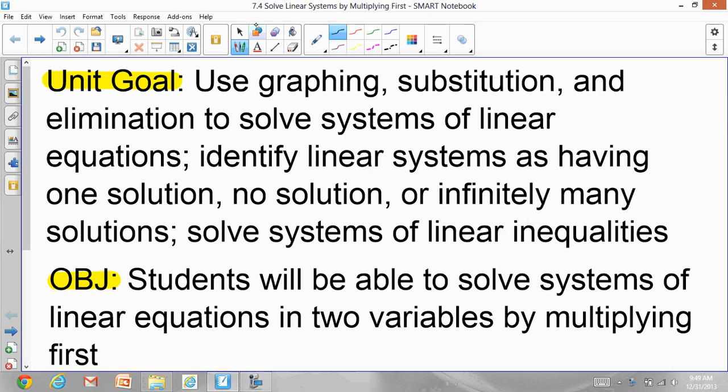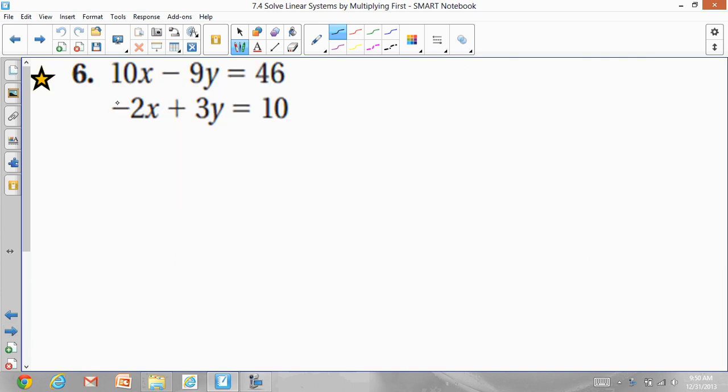In your notebook, write today's state 7.4, solve linear systems by multiplying first. The objective is that you will learn how to solve system of linear equations using two variables by multiplying first. So copy question number 6.